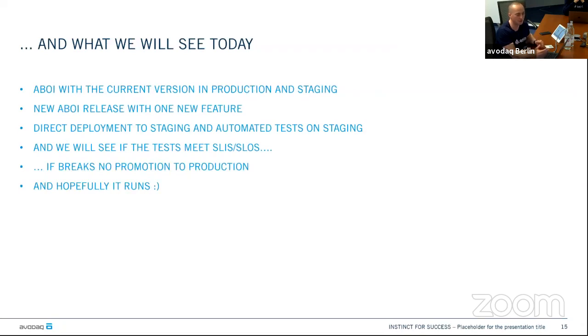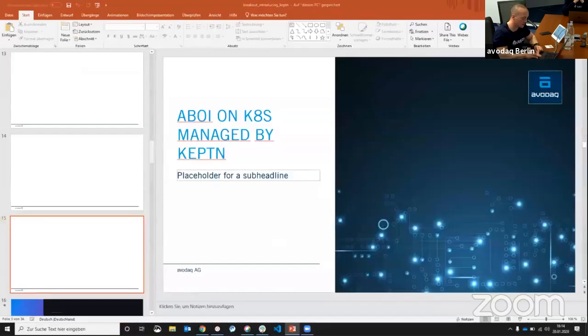So we have right now an aBOI running on Kubernetes managed by Keptn in two stages. We're using production and staging, obviously. We will deploy a new feature, and we will see that the new feature is directly deployed to the staging environment. In the background, before we promote it to production, we will see some internal and integrated tests. And hopefully the feature is developed really well, and we can promote it automatically to the live environment. This is something we will see and cover today.